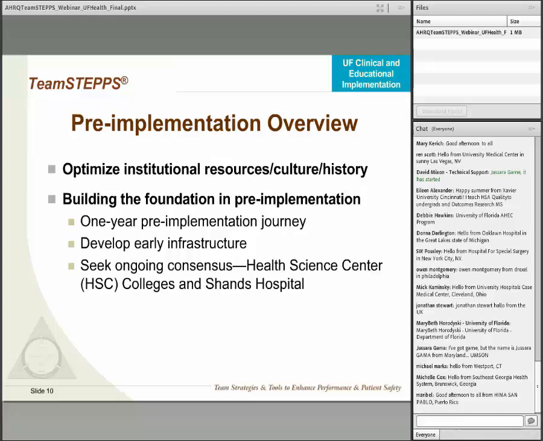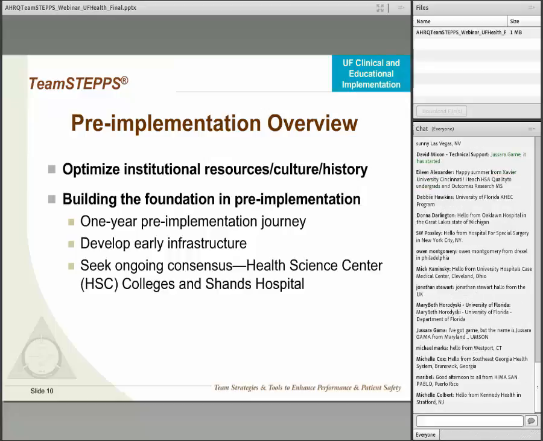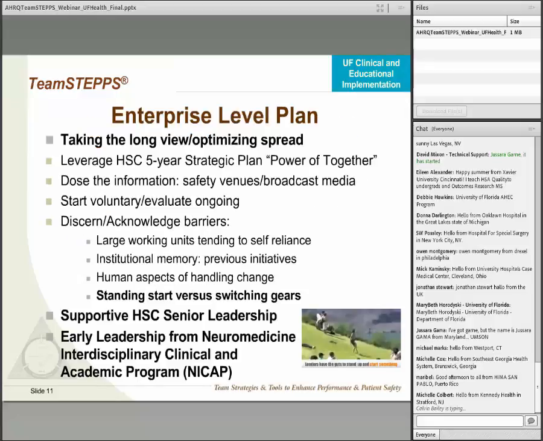And then obviously the connections: we have to seek ongoing consensus between the colleges and the hospital, which we're both going to touch on, but that's paramount in what we're both trying to do to achieve that end for not only our healing but our teaching mission here at the University of Florida. Touching on that enterprise-level plan, with a very large organization such as ours, we wanted to take a long view in a way of optimizing the spread. So we are on 5-year strategic plans here.